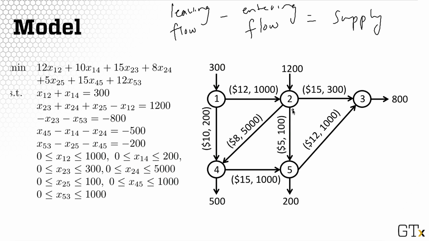Let's look at another node just to make sure we understand this. Let's look at node 2. At node 2, what is the leaving flow? Well, x23 leaves, so that's x23, plus x24 leaves, that's x24, plus x25 leaves, that's x25, minus what enters? x12 enters, that's minus x12, is equal to the supply. So leaving should be equal to supply plus entering. If this is not a supply node but is a demand node, this supply should be a negative number.